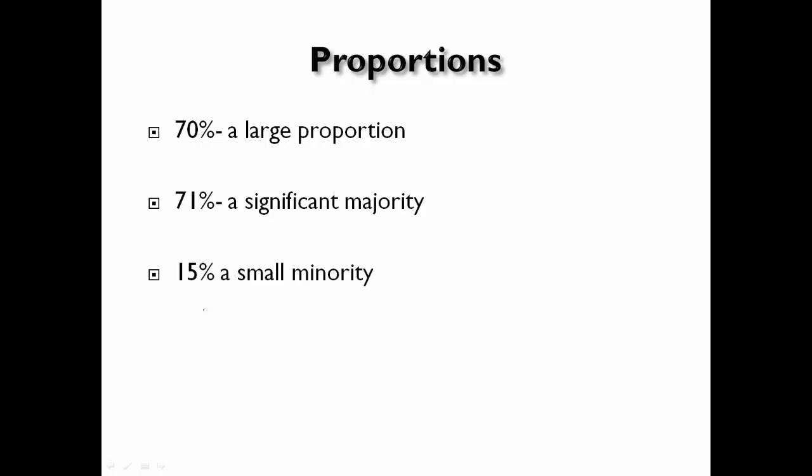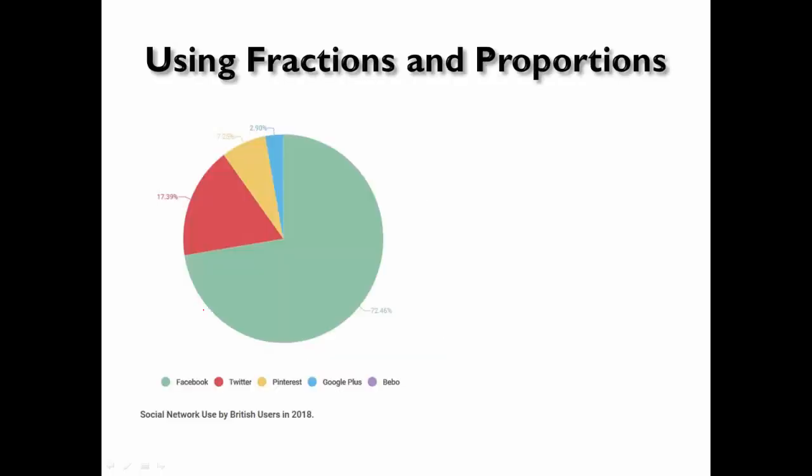15%, for example, is a small minority. Say anything under 15%, you could say is a small minority. 3%, an insignificant minority. So things like 1%, 2%, 3%, 4%, these are very insignificant. They're not really significant, so you could describe them that way. So let's look at some examples.